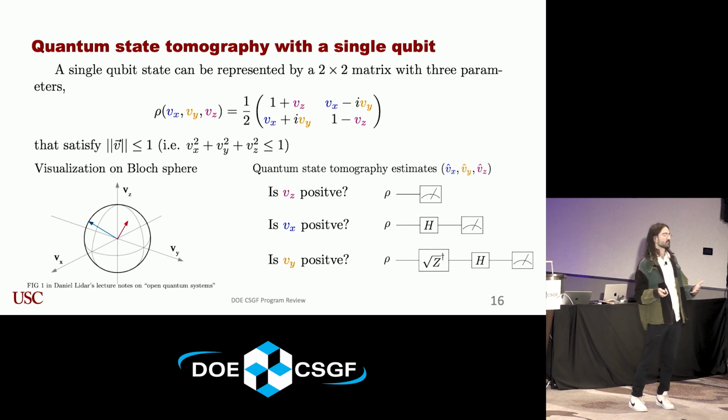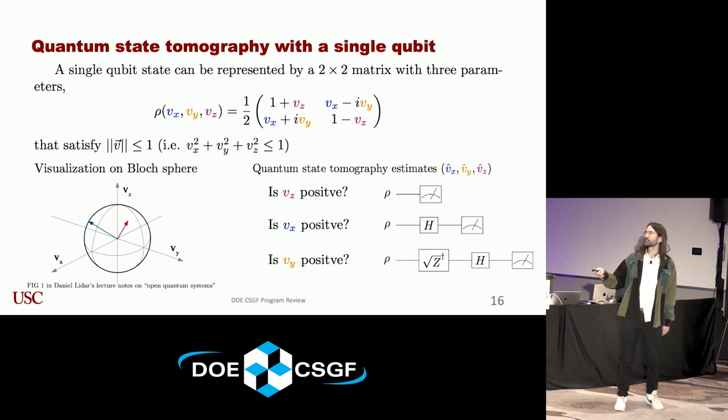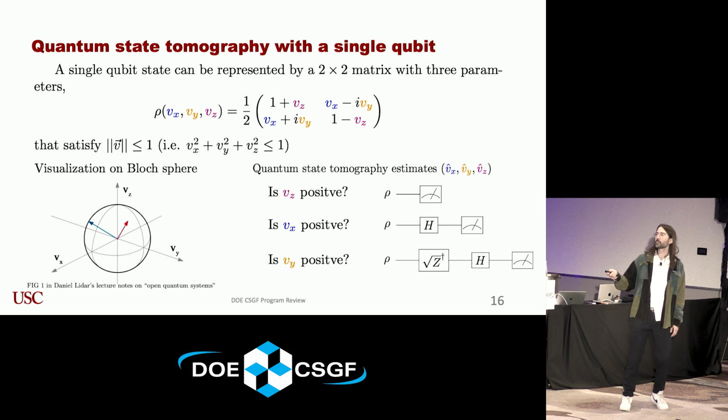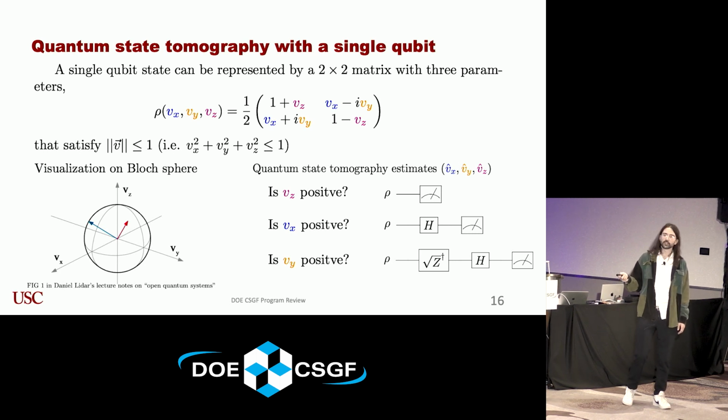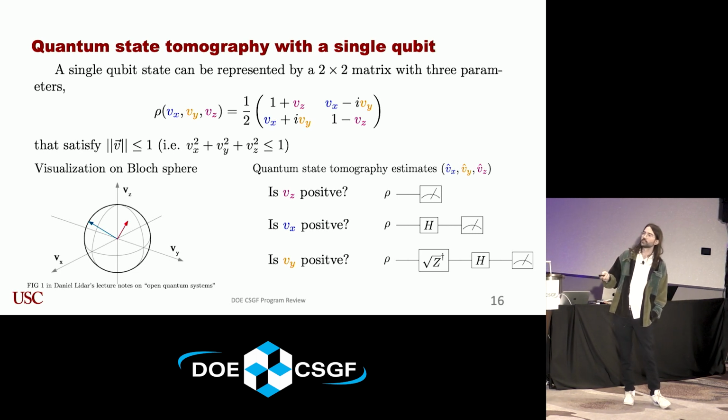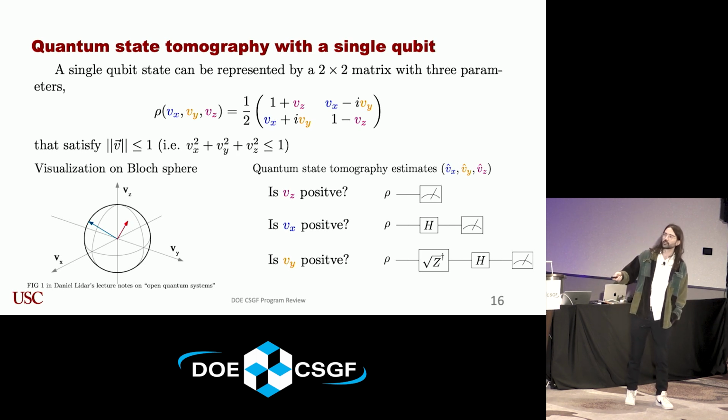And the essence of tomography is to estimate what these values of Vx, Vy, and Vz are using valid rules of quantum mechanics. So you prepare a state, an input state that we want to learn, say, and you're allowed to make measurements. For example, you can measure the Vz component of this vector. And if you want to measure the other components, you first rotate the sphere and then measure the Vz component.